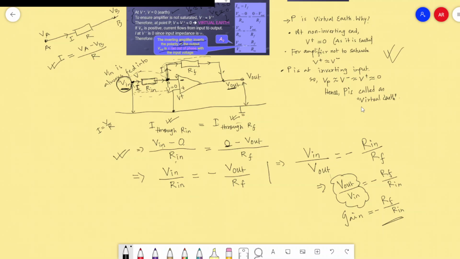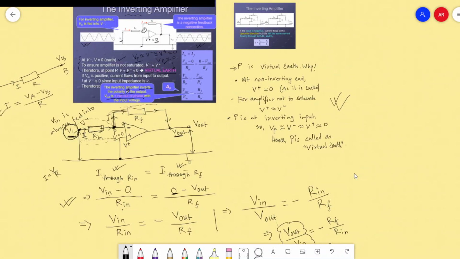So this is the inverting amplifier where the signal is just going to be inverted. The positive gets negative and the negative gets positive. The phase difference between the input and output is always pi, or an odd number multiple of pi. No question up to this much.